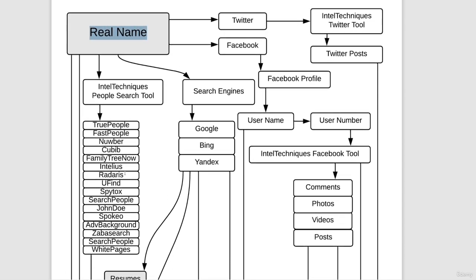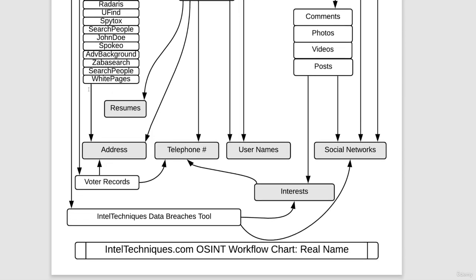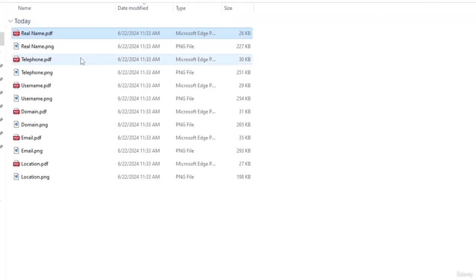You can also search for this name in people search engines like True People Search, Fast People Search, etc. And to save some time, you can use the Intel Techniques People Search tool that will search for a given name in multiple people search engines. If you scroll down more, you can see that you can search in voter records, which is also something that we have covered, and in data breaches as well, which might find interests or social media accounts. Now let me close this flowchart. You can see here that we have multiple flowcharts. We have one for telephones, we have one for username, domain, etc.